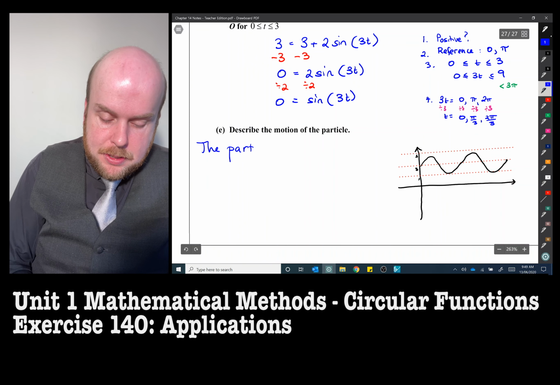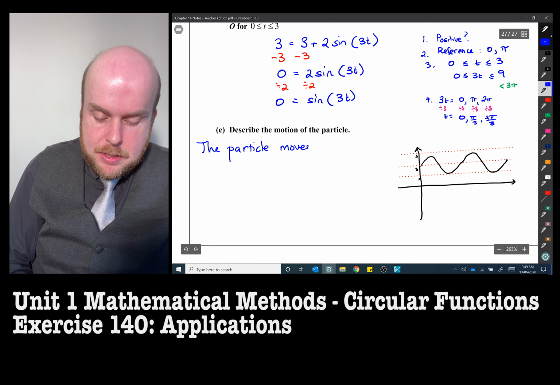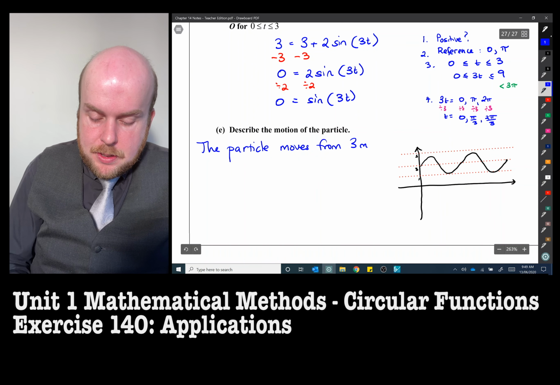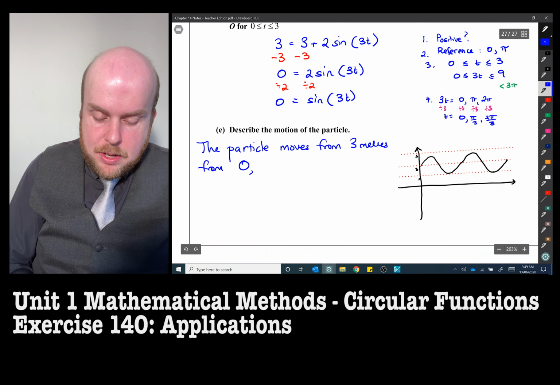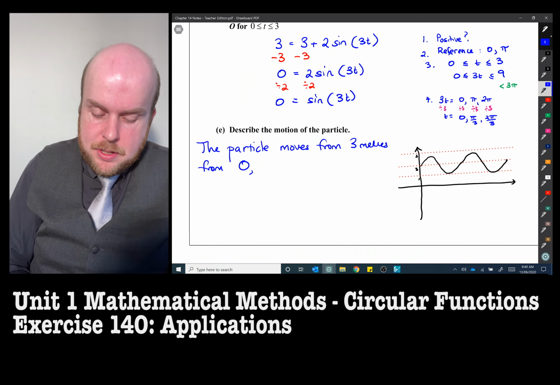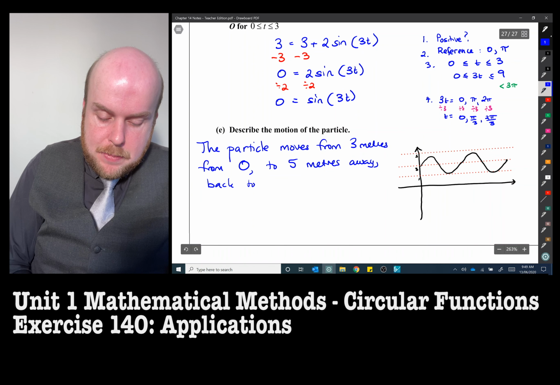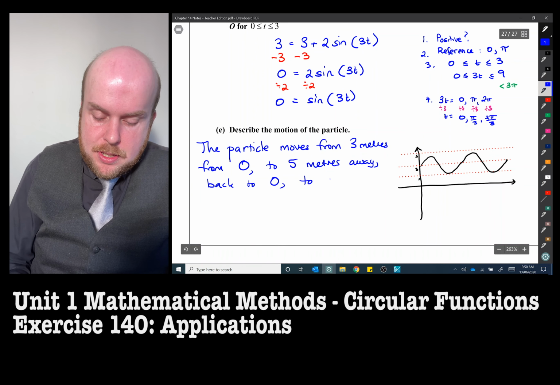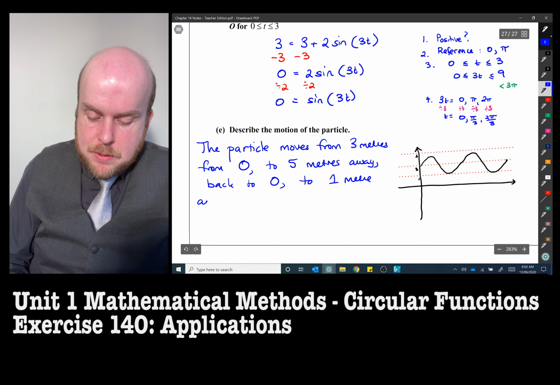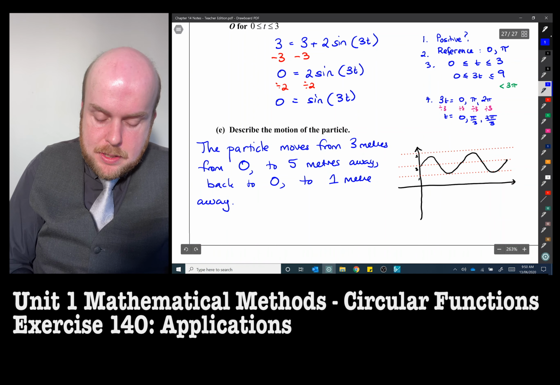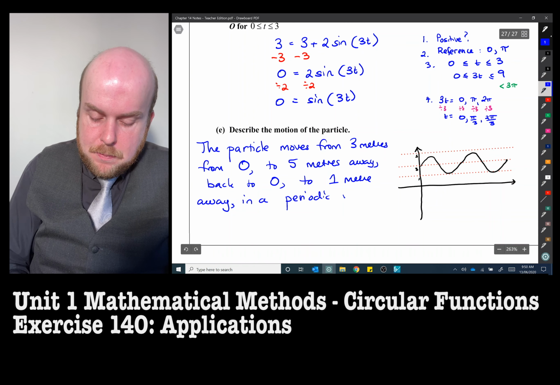So the particle moves from 3 meters from the origin, which we've already established is O, to 5 meters away, back to the origin, to 1 meter away, in a periodic motion. That's how I will describe it.